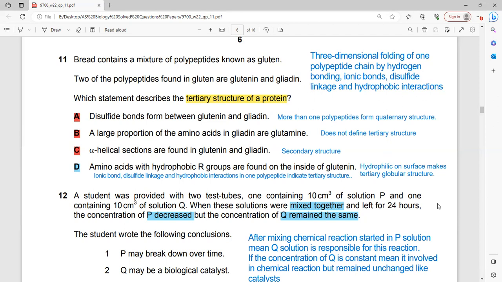Amino acids with a hydrophobic R group are found on the inside of the glutenin. These hydrophobic interactions are present inside the tertiary structure, while hydrophilic groups are present on the surface, which gives it its globular shape. So D is our correct option.